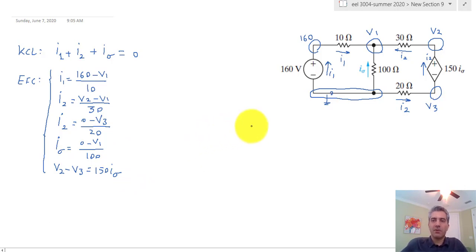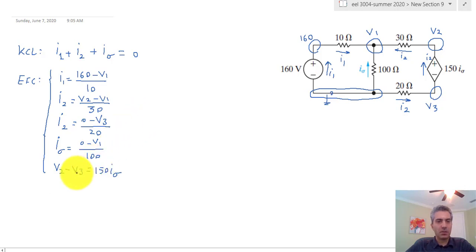So let's count the number of unknowns. We have 1, 2, 3 unknown voltages, and then 1, 2, 3 unknown currents, so a total of 6 unknowns. And as you can see, we have a total of 6 equations, and that means we should be able to relatively easily find values for all of these. As we discussed, there are different ways to do this.